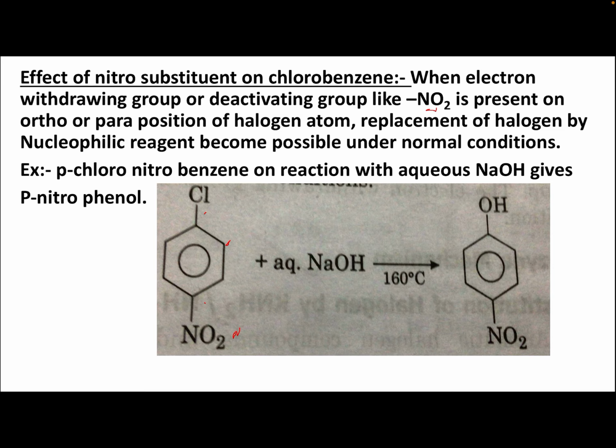Example, p-chloronitrobenzene on reaction with aqueous NaOH gives para-nitrophenol. That means if a nitro substituent is present, nucleophilic substitution can take place easily, because the nitro group is an electron withdrawing group. Thus nucleophilic substitution takes place under normal conditions, and drastic conditions need not be applied.